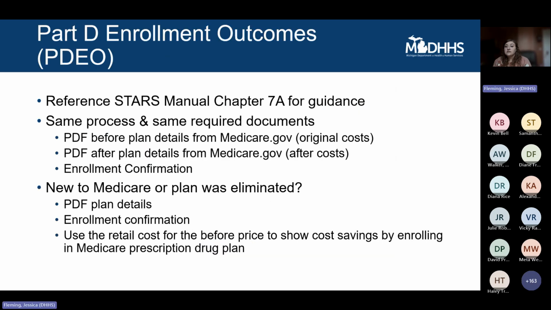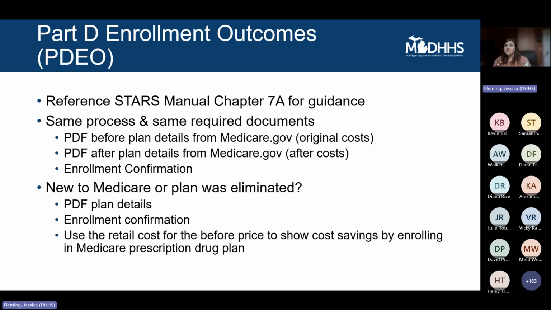Then I wanted to give us some reminders on the Part D enrollment outcomes, or PDEO. You can reference the STARS manual, chapter 7A for guidance. So, it's kind of a guide, a reminder. Hopefully that is familiar to you. That's something that's been used for quite a few years. And I will show you where to find that when we go into the SHIP TA Center as well.